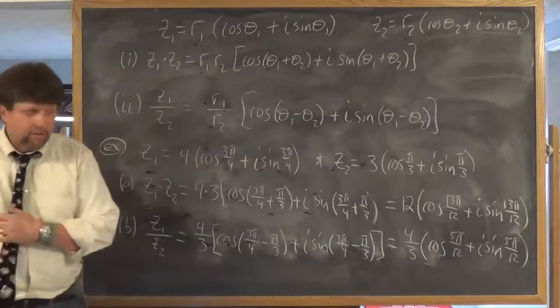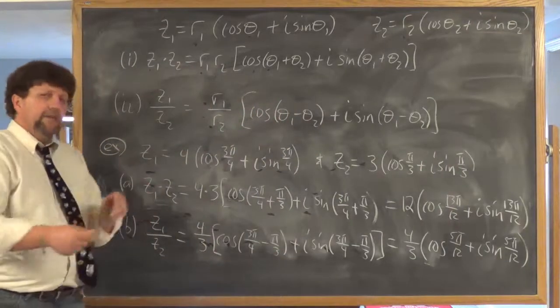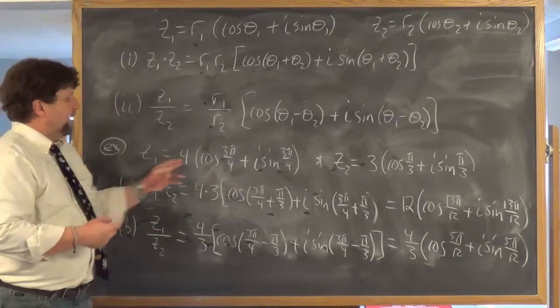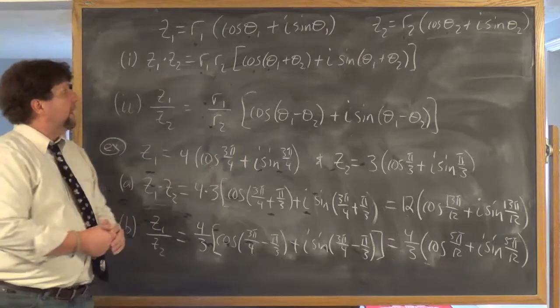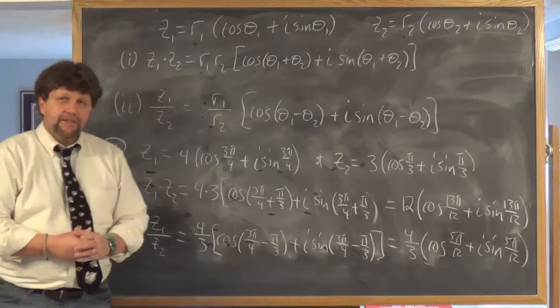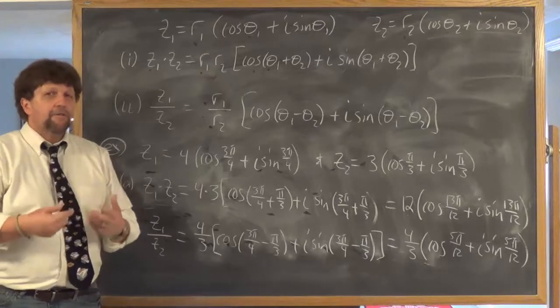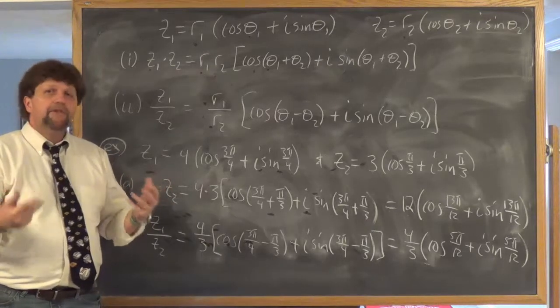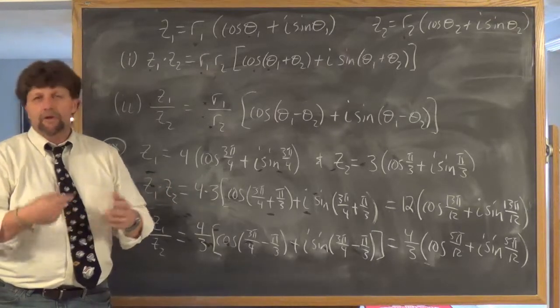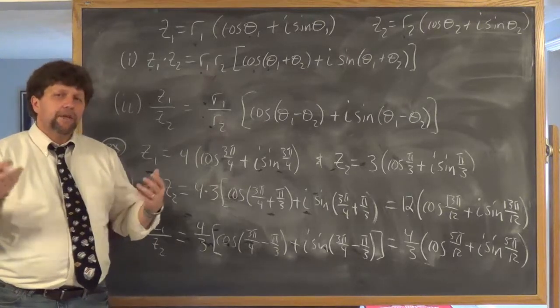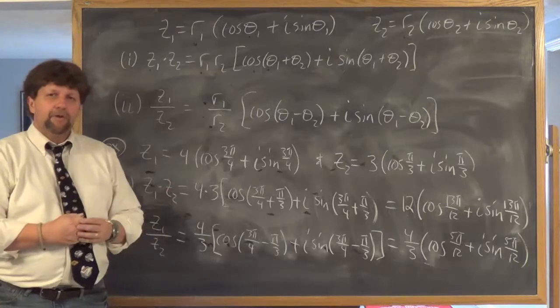And that's all there is to it when you want to multiply or divide two complex numbers that are written in polar form. So that's it for this section. I hope you find it to be pretty straightforward. It builds on our knowledge of the polar coordinate system and polar numbers, just using those ideas to put complex numbers into polar form.